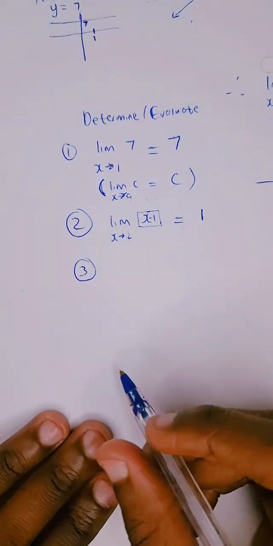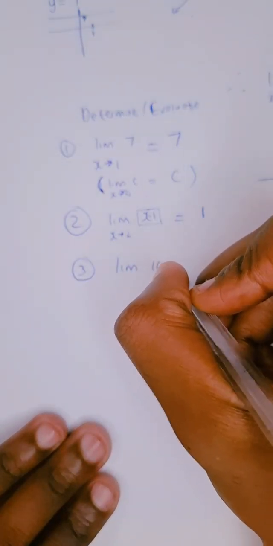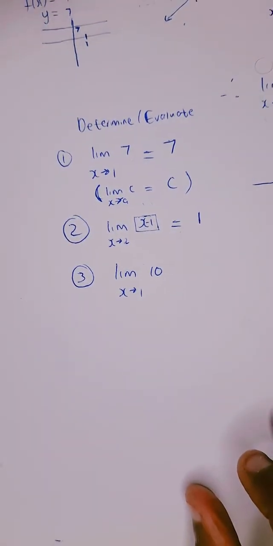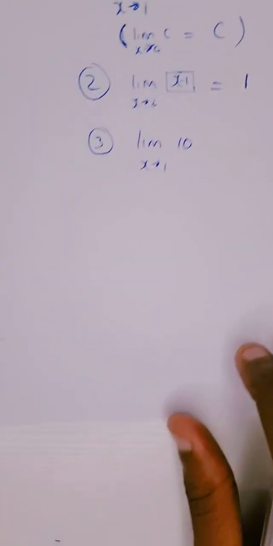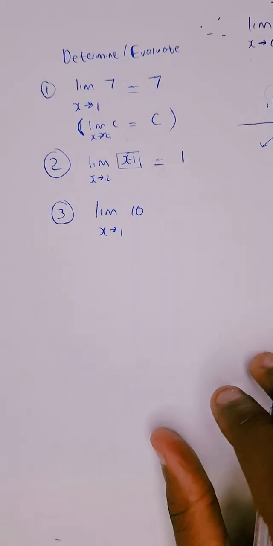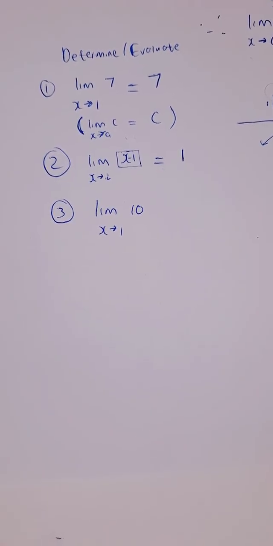Let's move on. The limit of 10 as x approaches 1. Now I want to see if you guys have internalized what I've just explained to you. The comment section should be getting better now. What's the limit of 10 as x approaches 1?